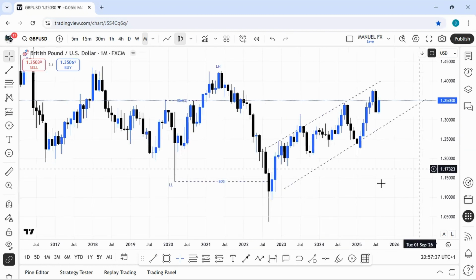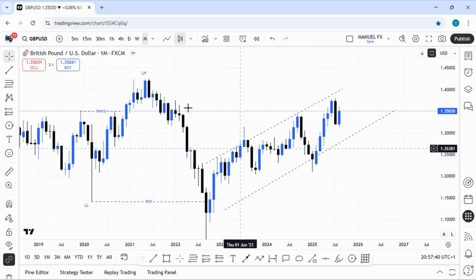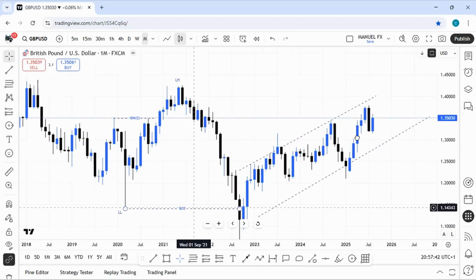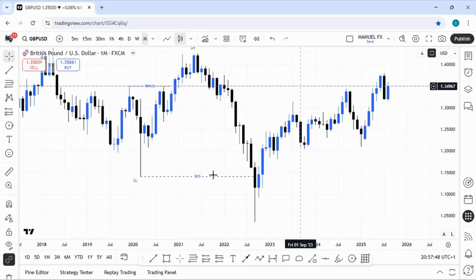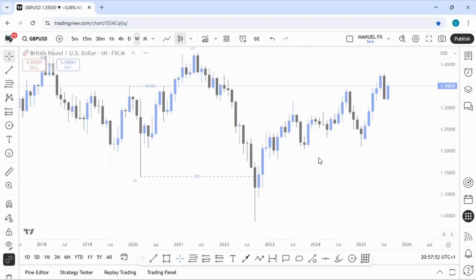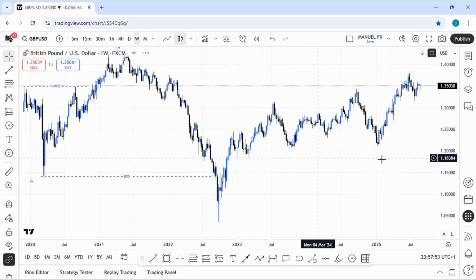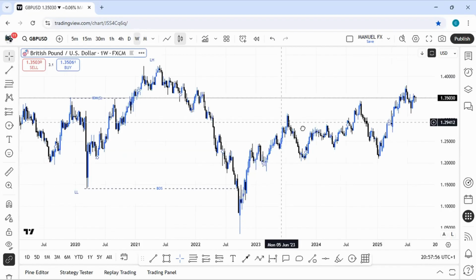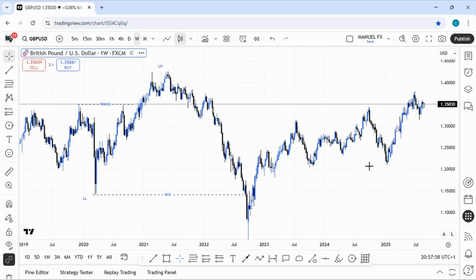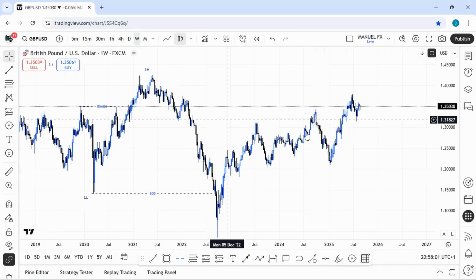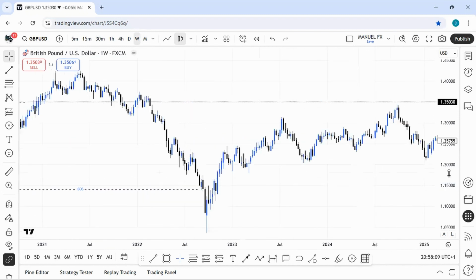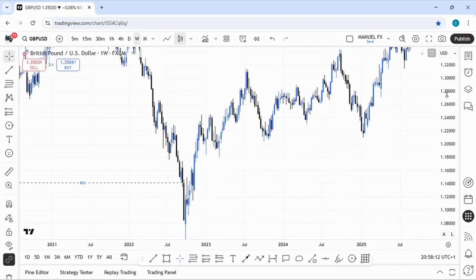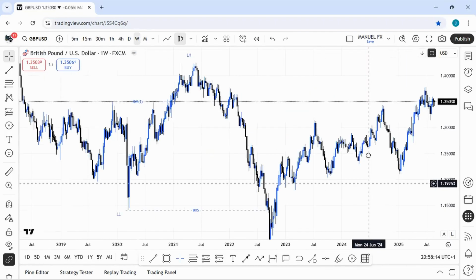Now, the next thing we are going to be looking at is if this is a valid break of structure. Going down to the weekly time frame, we want to see what that move is doing. This is the weekly time frame. On the weekly time frame, you can see that the small move on the monthly time frame is actually a very big move on the weekly time frame.